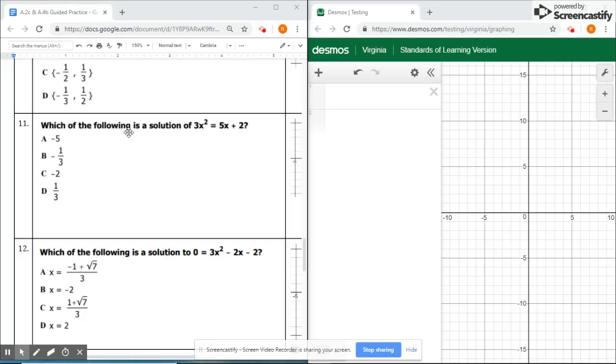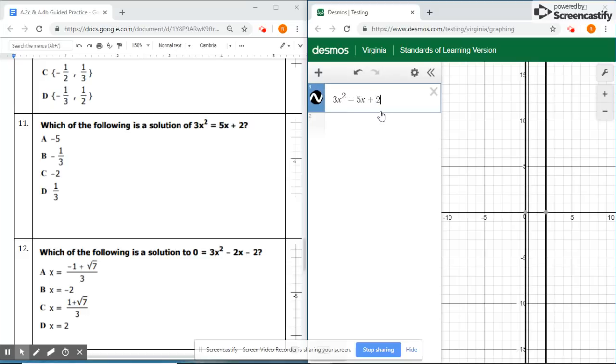So number 11, which of the following is a solution to 3x squared equals 5x plus 2? I'm going to graph this on Desmos. I don't believe we have to have it equal to 0 if we're using Desmos. We probably should so that we can see the quadratic, but if you just type this in exactly how you see it, you should see the 2 solutions here, negative 0.333 and 2.